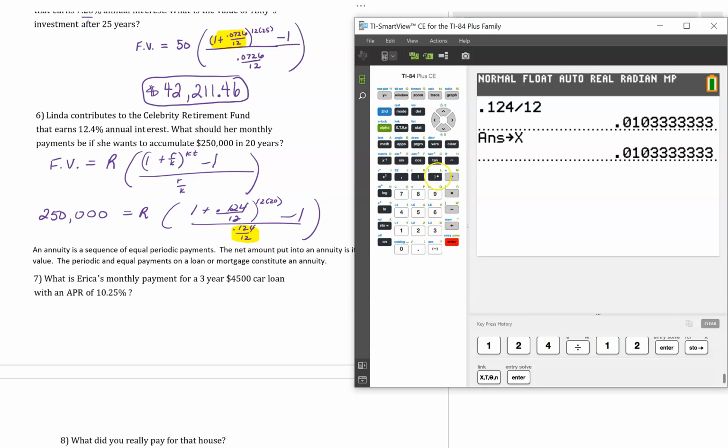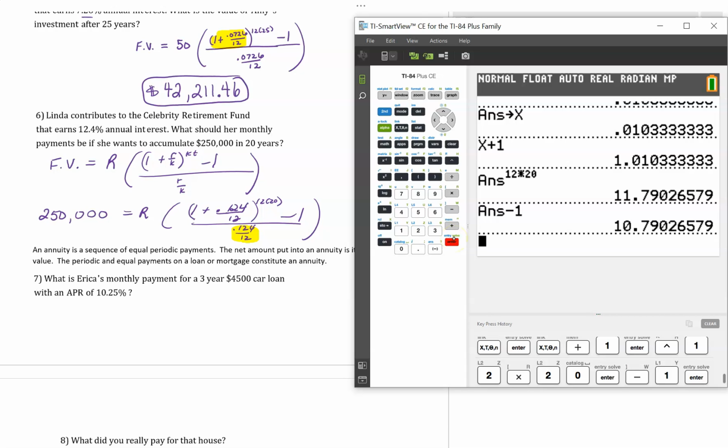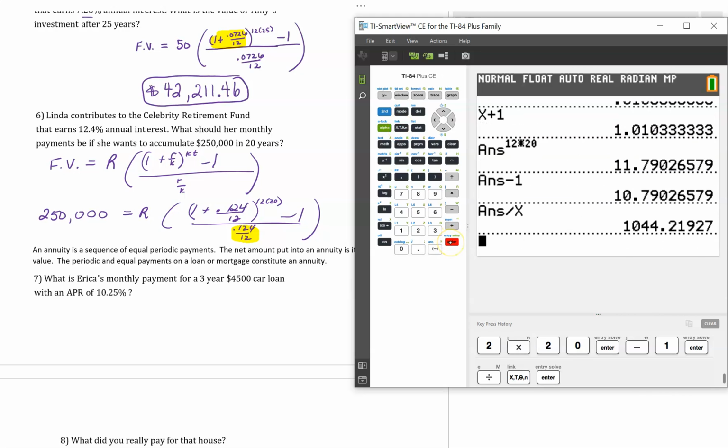If I add 1 to that and hit enter, and now I take it to the 12 times 20 power and hit enter again. Subtract 1. Now I divide that by my stored value, 0.124 divided by 12, which was X. And now, since I'm going to have to multiply that by R to get $250,000, I would have to take $250,000 divided by this value to get R.